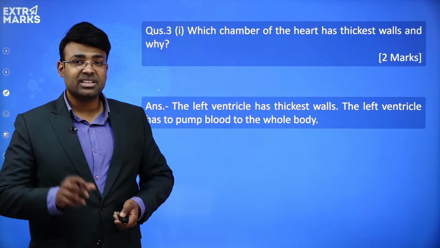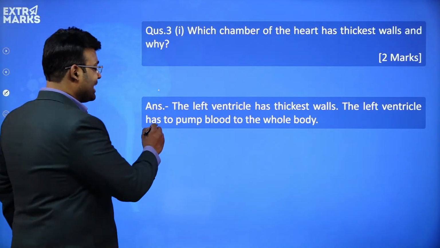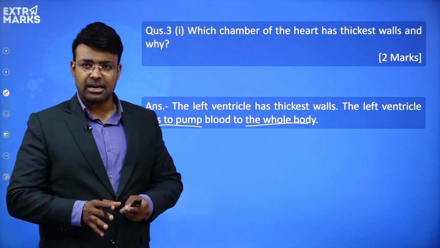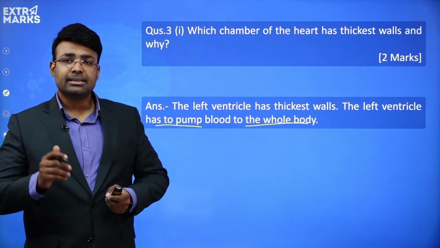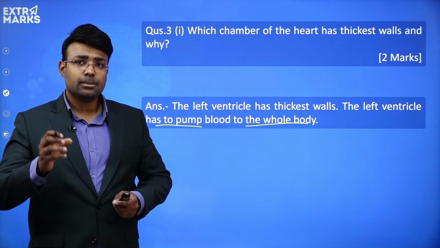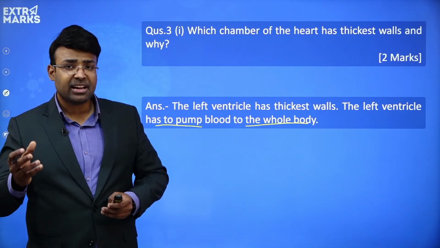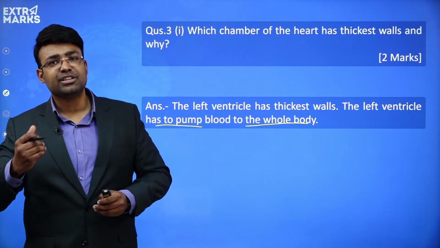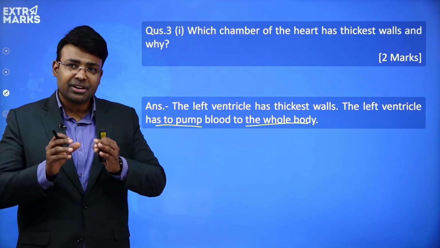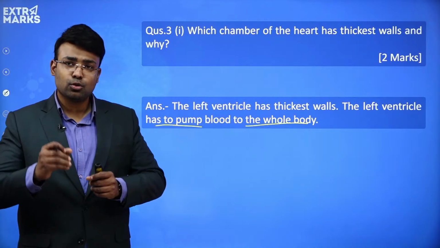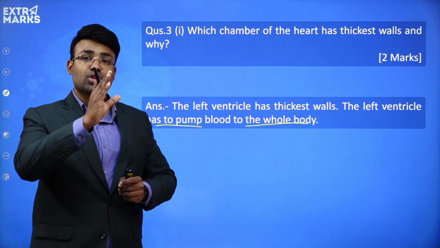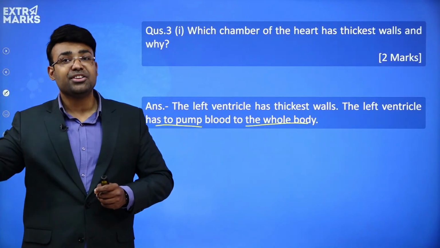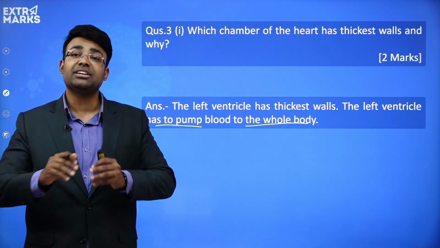Why is it so? There is a reason behind it: it needs to pump the blood to the whole body. We have seen the diagram of the heart, and we have just seen that the blood comes from the pulmonary vein into the left atrium. From the left atrium it goes into the left ventricle, and the left ventricle is the point through which the blood goes through the aorta, and from the aorta to various arteries, then to arterioles, and then to the capillaries, to the entire body.